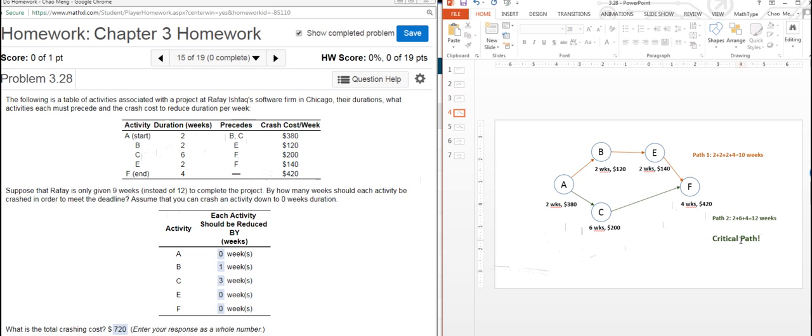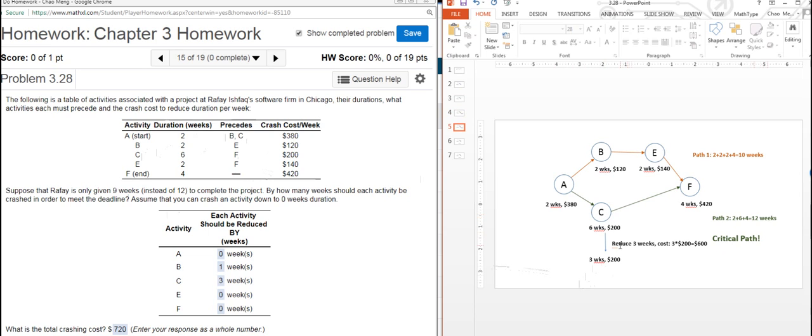In order to reduce the duration of the project to 9 weeks, we have to work on the critical path first. In the critical path, we have 12 weeks, and we need to reduce this to 9 weeks. We have to reduce 3 weeks from this path, but which activity should we crash? Of course, we need to crash the cheapest one. According to the cost, the C activity is the cheapest one.